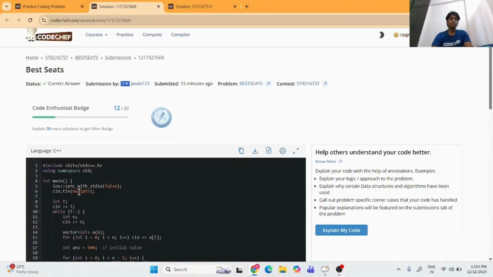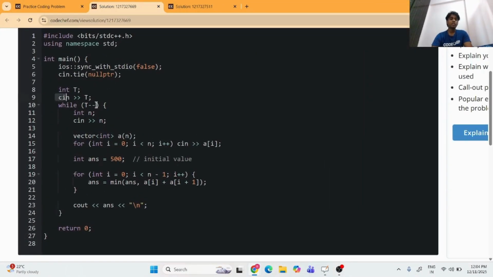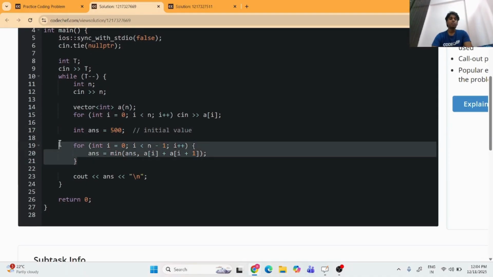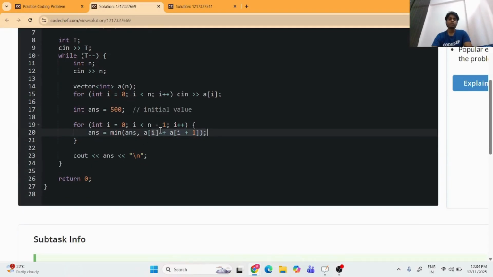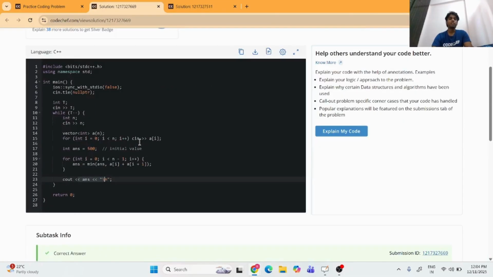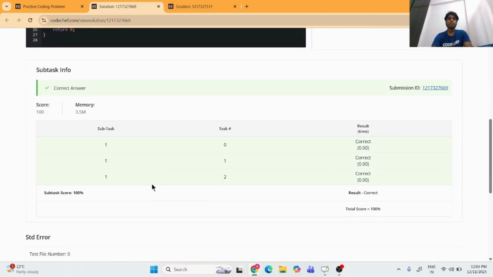So guys, this is my simple C++ code. I took the input for all the test cases as well as my array A. I initialize answer equal to 500. I'm running a for loop to take the minimum throughout my array of answer comma A of i plus A of i plus 1, the adjacent ones basically, and lastly simply printing my answer. And as you can see, guys, I have got my C++ code accepted.